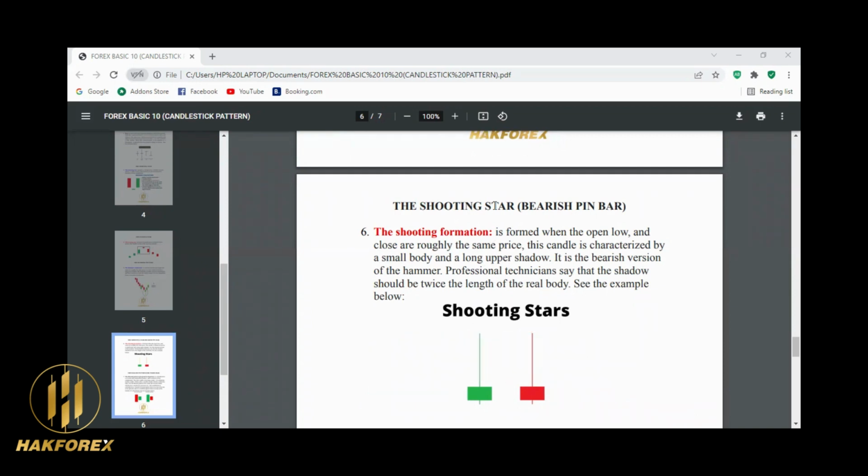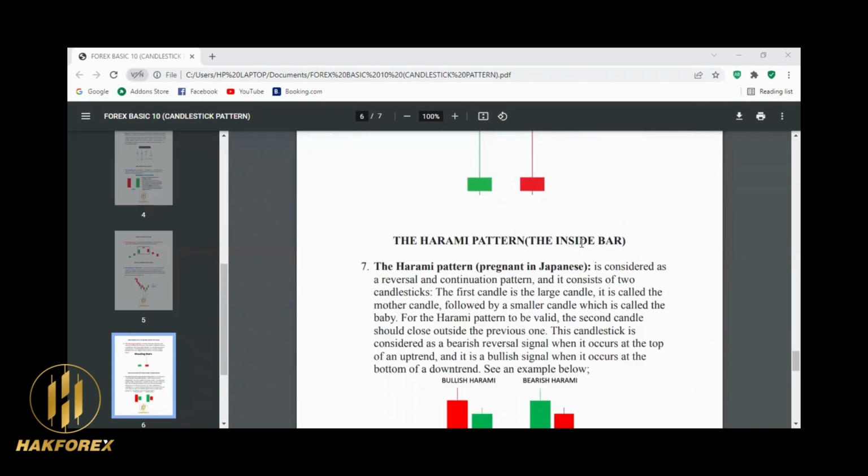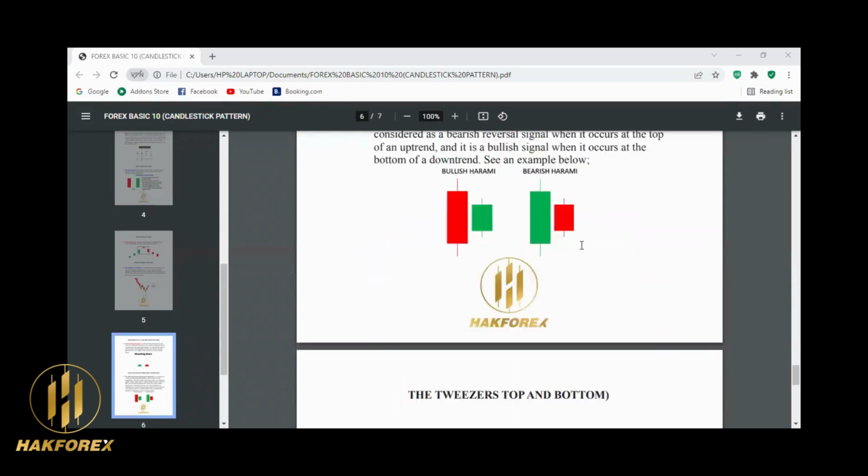The other one that we also have is known as the Harami. They also call it a pregnant woman carrying a baby at the front. If you look at it, it looks like a pregnant woman. This is the mother and this is the baby at the front. We have different types of Harami: the bullish Harami and the bearish Harami.